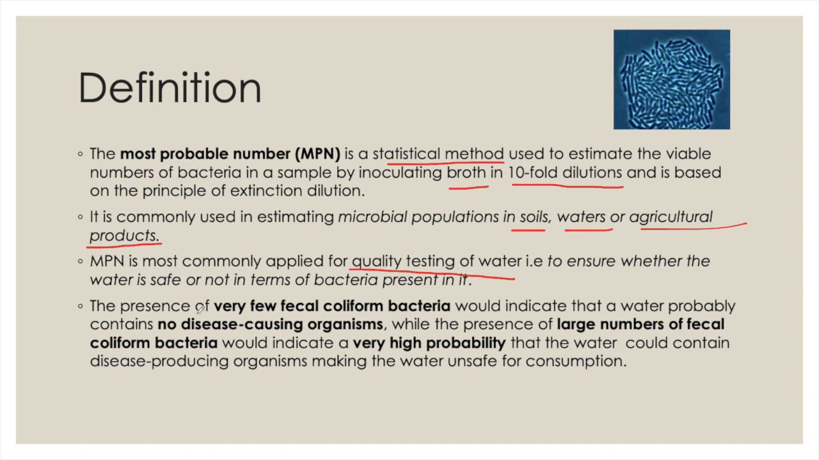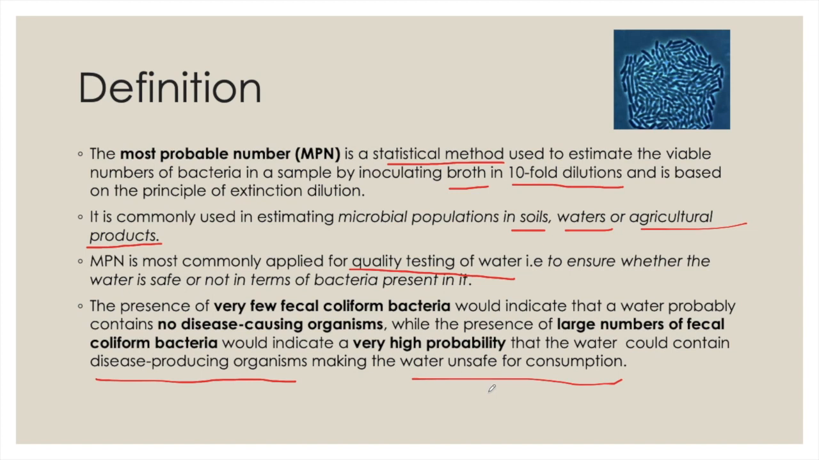If there is a presence of very few fecal coliform bacteria, that indicates that the water probably contains no disease causing organism. But if there is a large number of the fecal coliform bacteria, then it would definitely indicate a very high probability that the water could contain disease producing organism, making the water unsafe for consumption. The large number of fecal coliform bacteria indicates this.